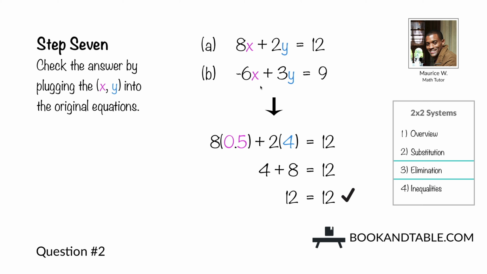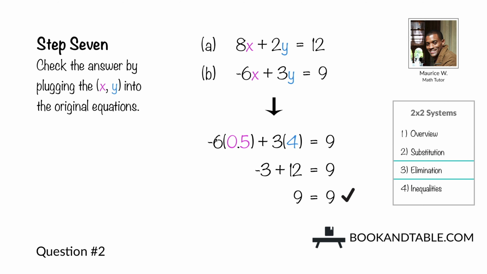And now for equation B, -6 times 1/2 is -3, plus 3 times 4, which is +12. -3 plus 12 is 9. 9 is equal to 9 confirms that x is equal to 1/2 and y is equal to 4 is the solution to this system.